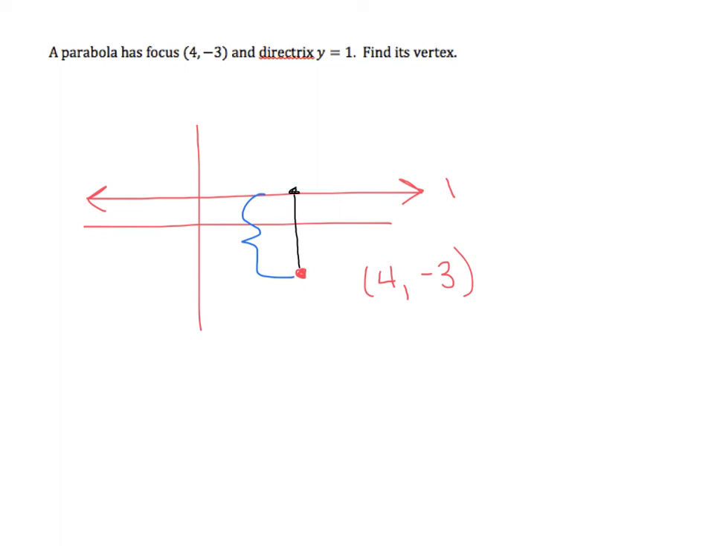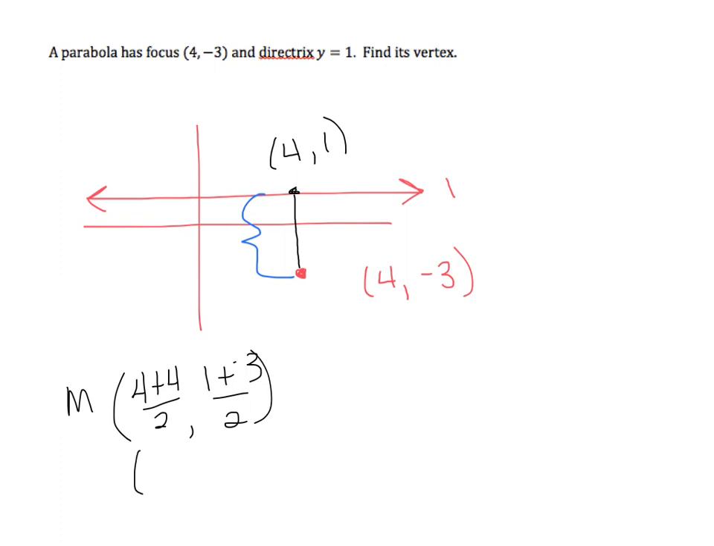I can call this point (4, 1), and if I look for the midpoint of that, I have (4 plus 4) over 2, comma, (1 plus negative 3) over 2. So this gives me (4, -1). So the vertex is right here at (4, -1). And although it doesn't ask, we actually could sketch this parabola. Remember that the focus needs to be on the inside of the parabola, so once I've got this information, this is kind of what it's going to look like.